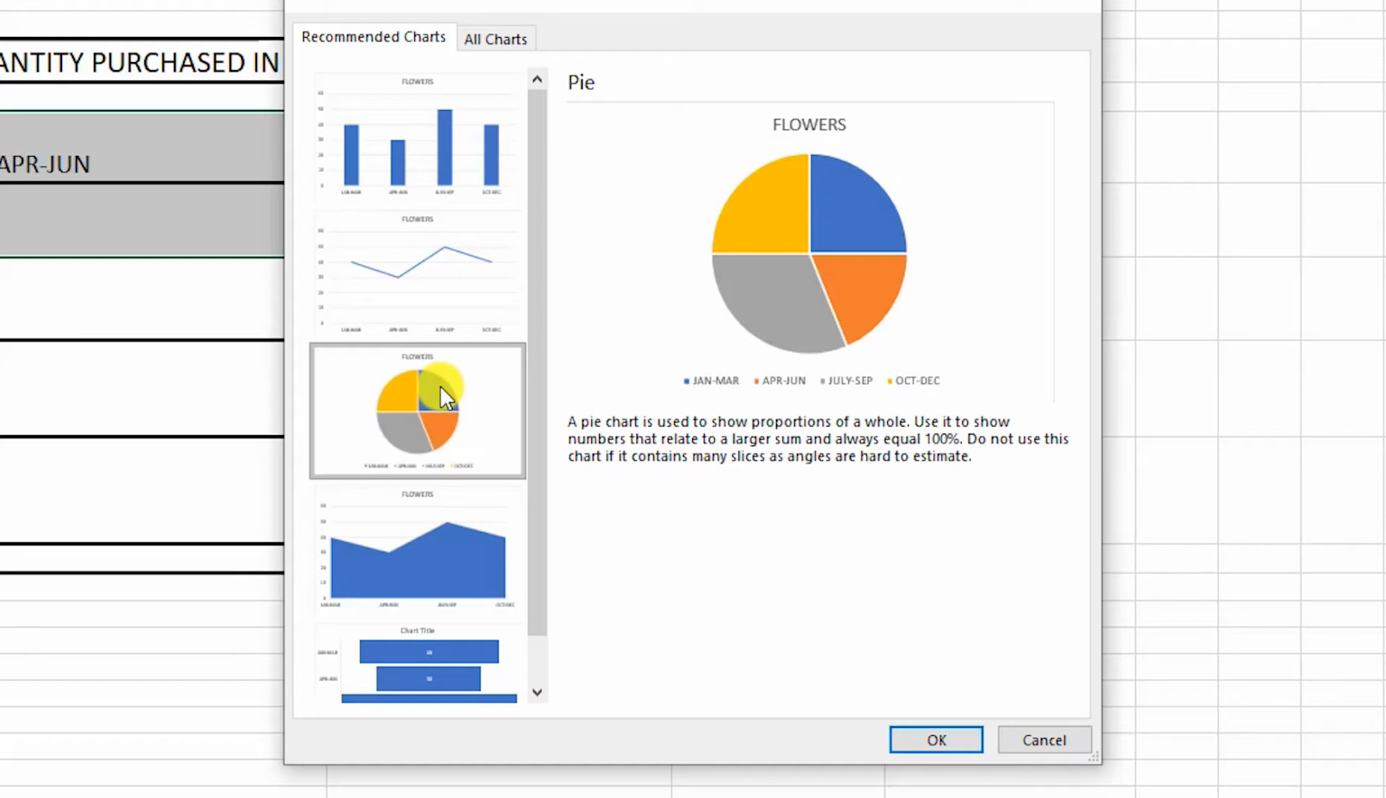trend. Whereas when I come to the pie chart, this shows me that January to March is a blue circle. This blue portion is January to March, this much. April to June was this much, so this is the smallest, we can easily make out. July to September was the largest portion of sales of purchase. And then came this particular portion, that is October to December. So this shows that the numbers relate to a larger sum, and that is always in 100%.